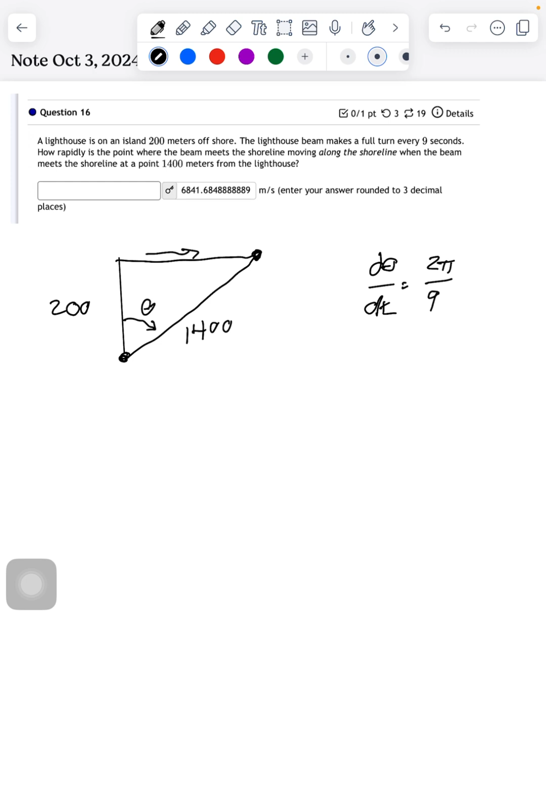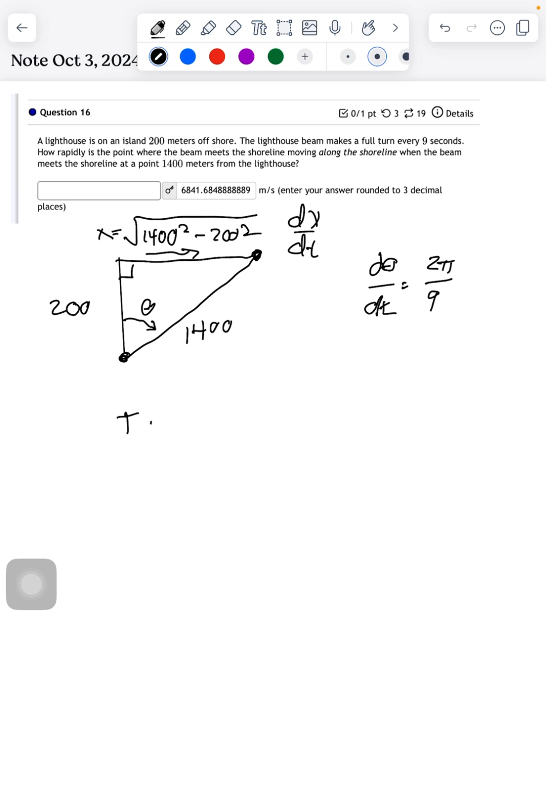So I originally had 1,400 meters on the leg of this right triangle. So this is actually 1,400 squared minus 200 squared, and that is my x, and I'm going to want to find dx dt, so not a big deal. So here's what I know.